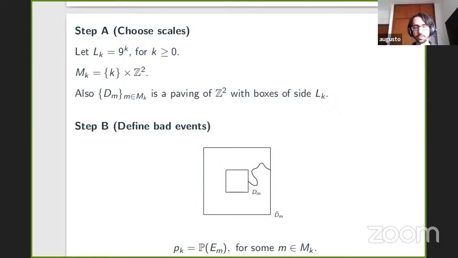So the second step is to define the bad event. As I said, this is going to look very easy. You take the box DM, it's the kernel there, and then you take DM tilde, which is just a three times wider box centered around the same center. And the event EM is the event that the small box is connected by an open path to the boundary of the big box. So this is, as I said, simple. And we are very interested in the probability PK that the event EM happens, for some M. Sorry, the "for some M" is not inside the probability, otherwise it would be one. You take any box at scale K, and PK is the probability that that event happens there. Since everything is translation invariant, this is not going to change anything.